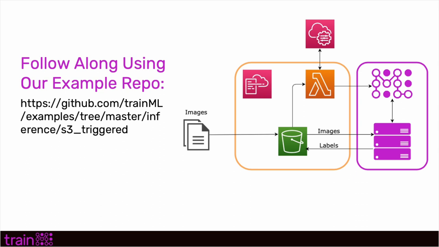The company already has a trained model and has created a process that will batch the new images into a zip file and load them into an S3 bucket. From there, we'll need to process those images with our trained model and deliver the output to another S3 bucket.